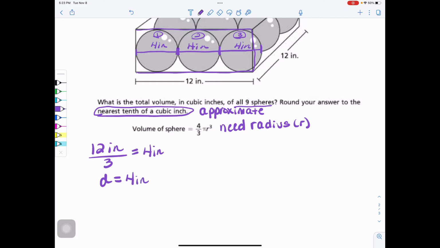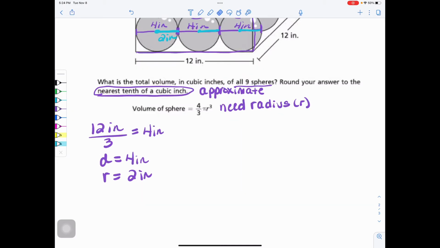For the formula, we don't need the diameter. We want the radius. The radius is only half of that diameter. So half of 4 would be 2 inches. My radius is cut in half from the diameter, so I know it's 2. Now I have what I need in order to put it into the formula. So now we can find the volume of a sphere. Volume is 4/3 pi r cubed.